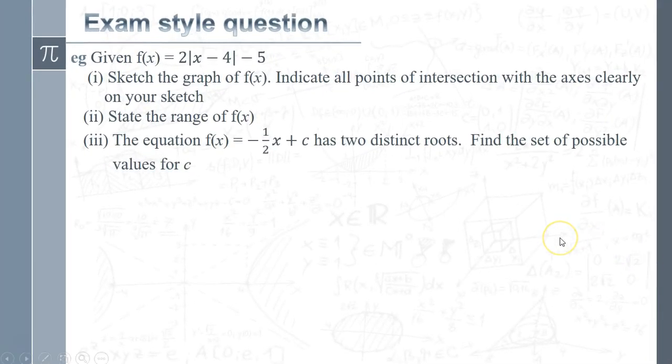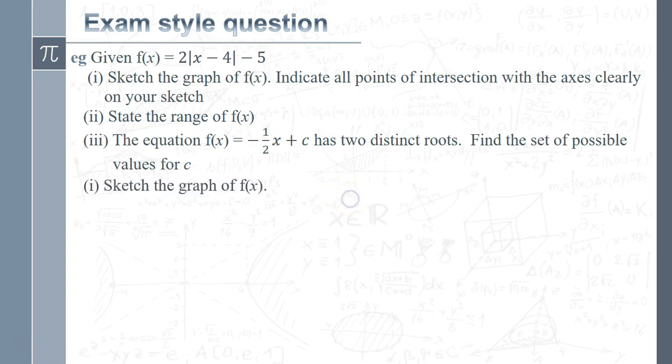Right, on we go. So here's an exam style question. What we're going to do to begin with is do a sketch. And it says there clearly all points of intersection with the x-axis have got to be on the sketch. Then we've got a question about the range of a function. And then finally we've got this idea of these two distinct routes for solving the equation where f of x, our function, that's this function here, is equal to minus half x plus c. And we've got to figure out what is the value of c.